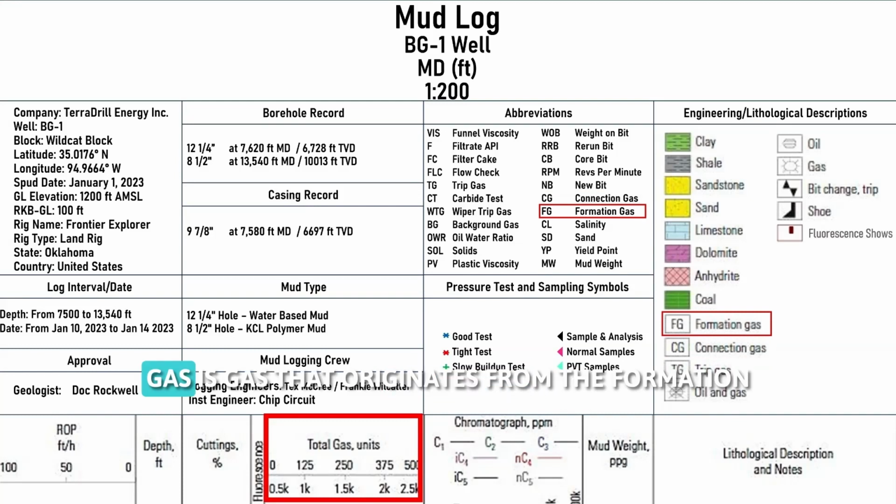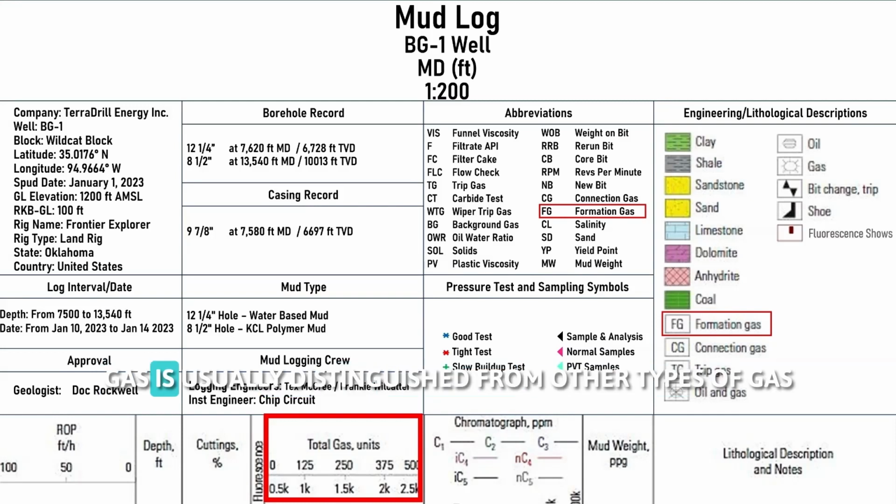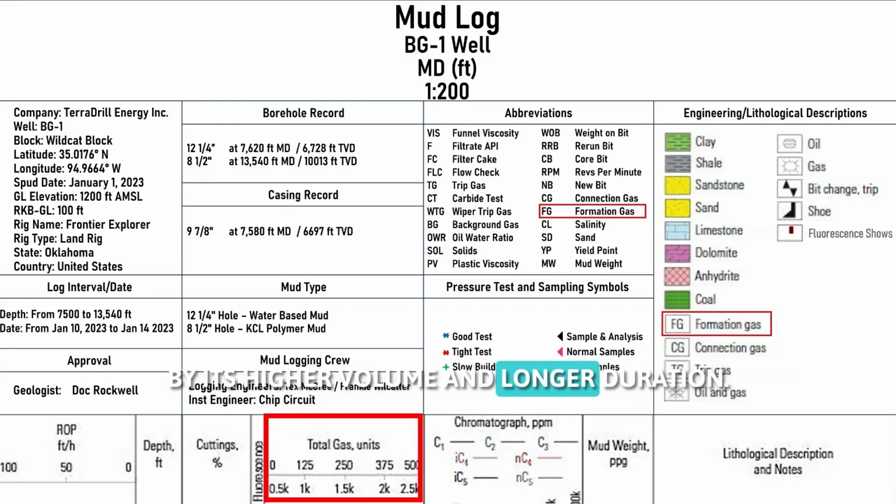A formation gas is gas that originates from the formation and is indicative of the hydrocarbon potential of the formation. Formation gas is usually distinguished from other types of gas by its higher volume and longer duration.